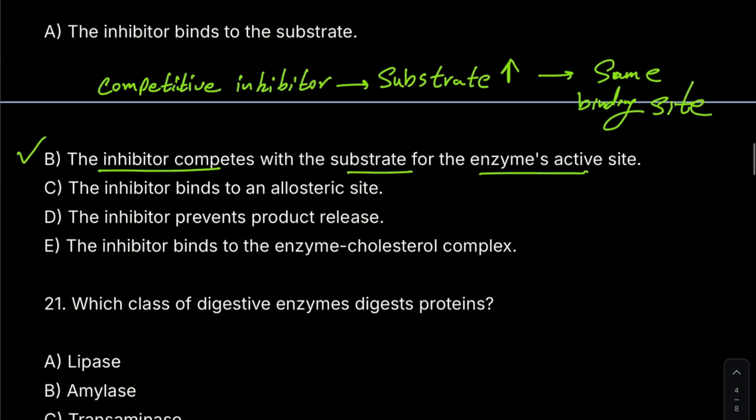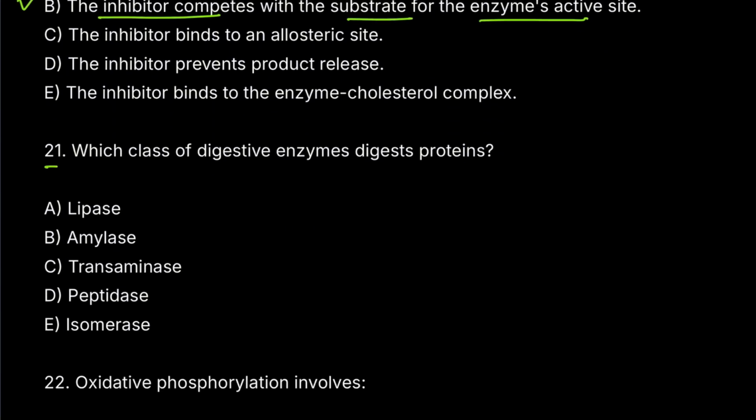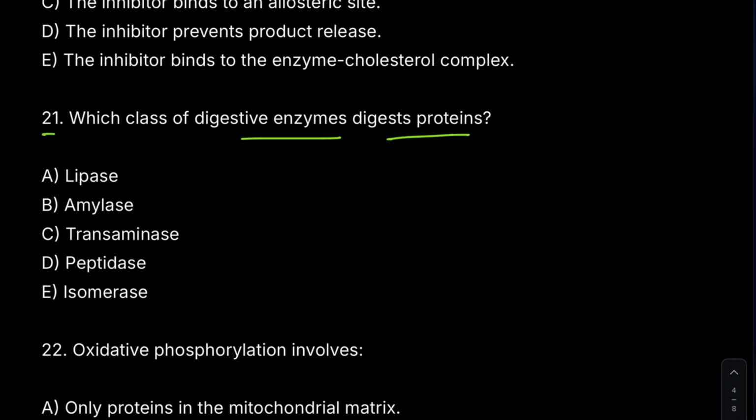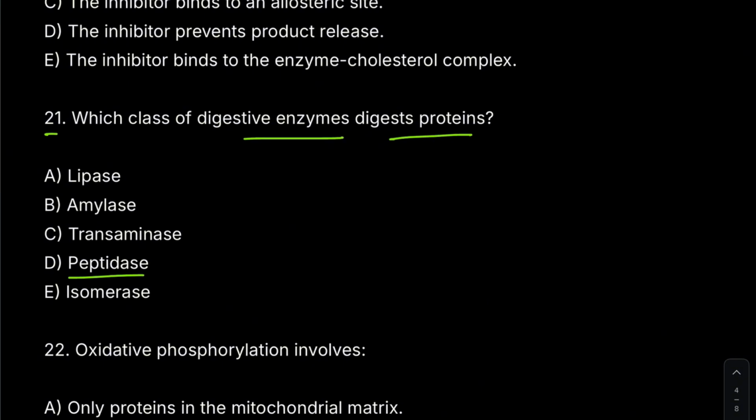Got it? So, question number 21. Which class of digestive enzymes digests proteins? So it's a quick question. It's peptidase. Okay?